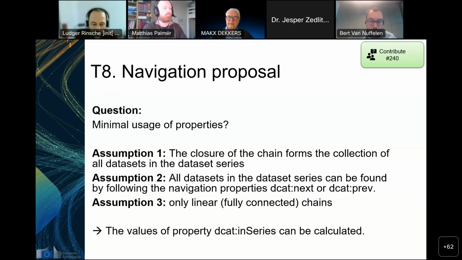Okay, so the question is, do we prefer, we could say, okay, look, first, do we agree? I would make the proposal first. Do we agree that we should not use or prefer the breadth and navigation properties, the specific properties, as the only way to indicate membership of a dataset in a dataset series, and we only rely on DCAT in series or DCAT series member, one of the two, and we only rely on those.